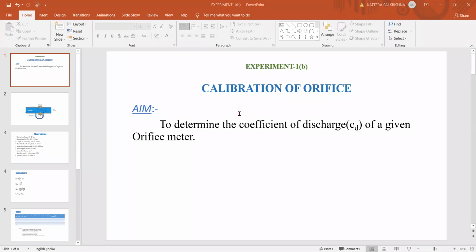Those who have written their record, please raise your hand here. I want to see how many of you have written the first experiment, 1A venturimeter. Anybody? 4.